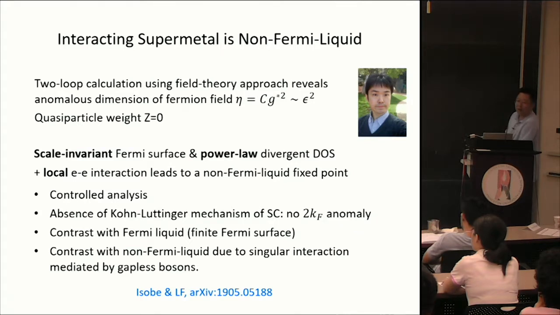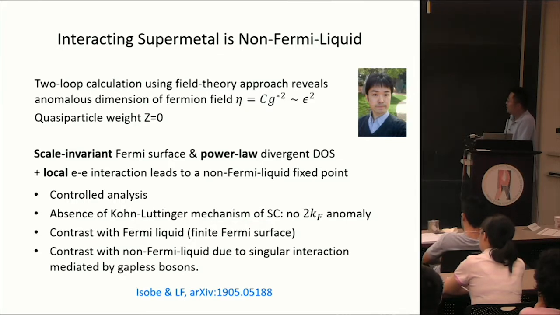There's a small dimensionless parameter, which is related to the density of states exponent epsilon. And even in the original problem we are interested in, epsilon is a quarter, so it's already quite small. Also, I want to make a comment that scale invariance really plays a crucial role here.